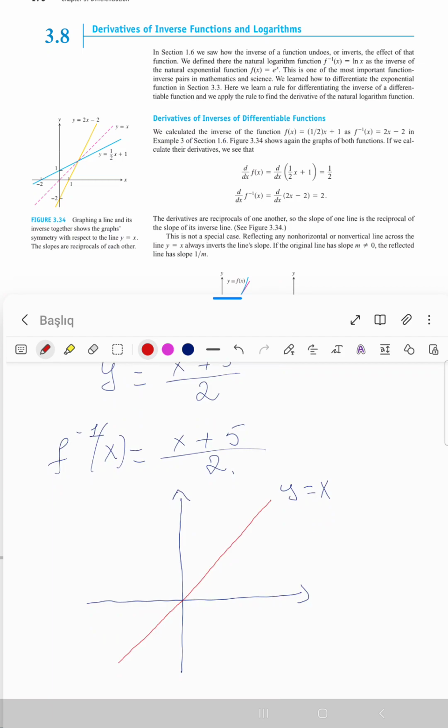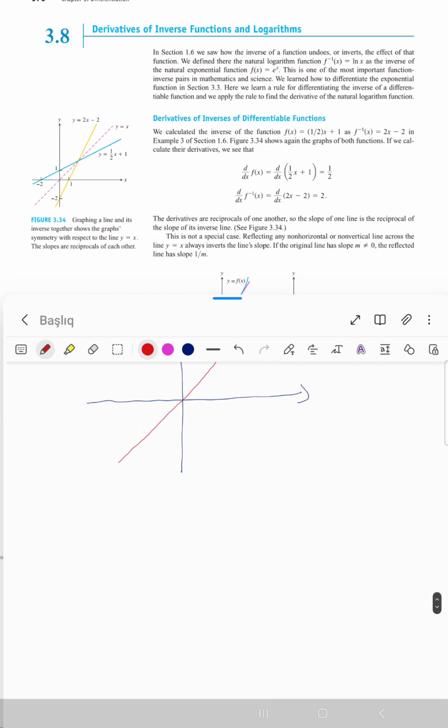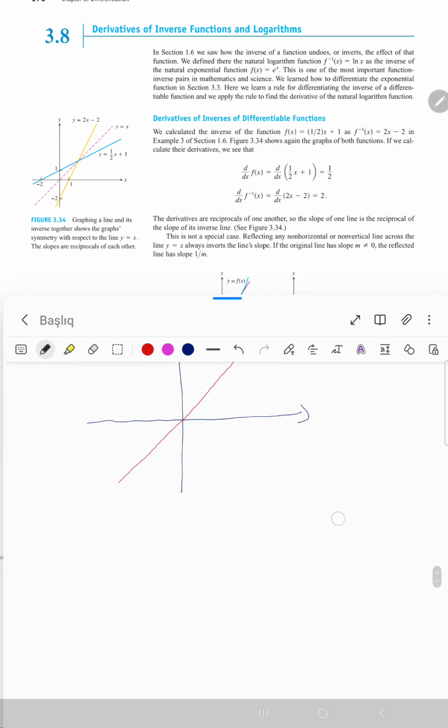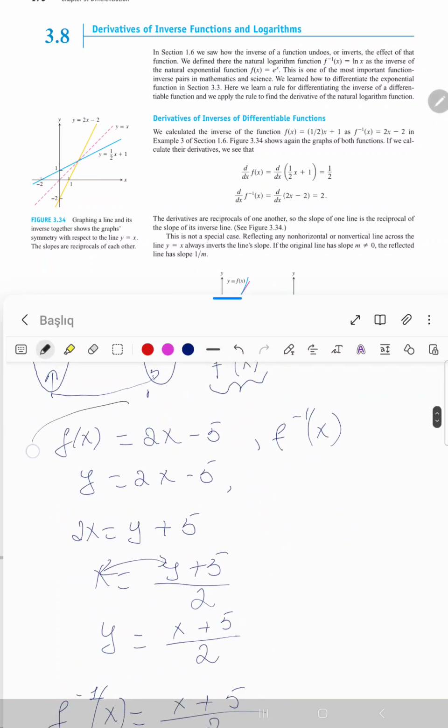Okay, I think that's it about inverse functions, and let's see what about derivatives. So we know how to find the derivative of a function. What about the derivative of an inverse function? Let's say we have this function. We can find the derivative of f(x). We know that it will be 2. But what about the derivative of the inverse function?